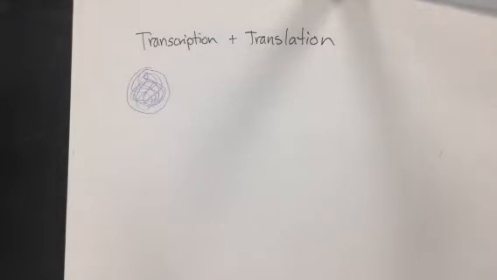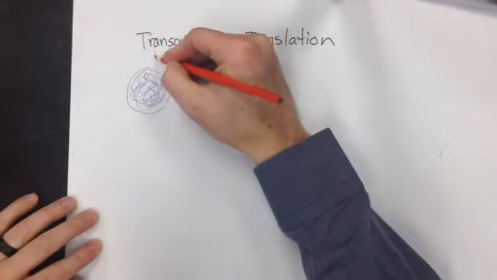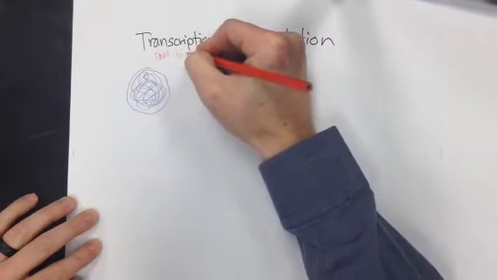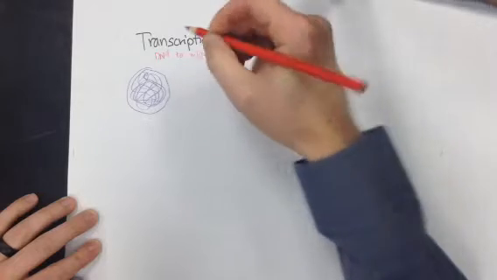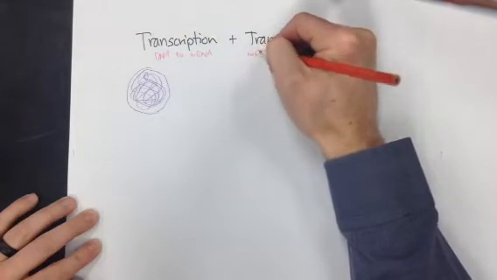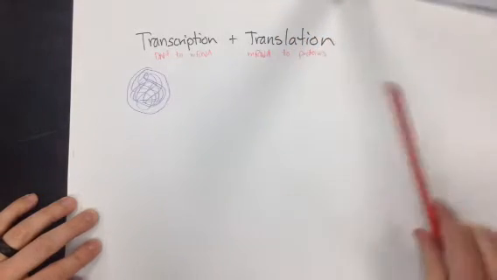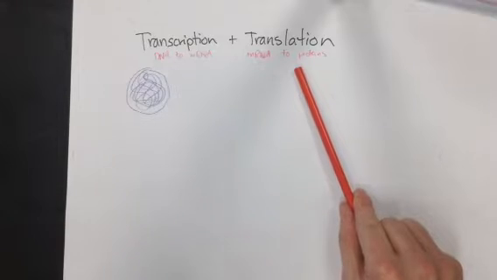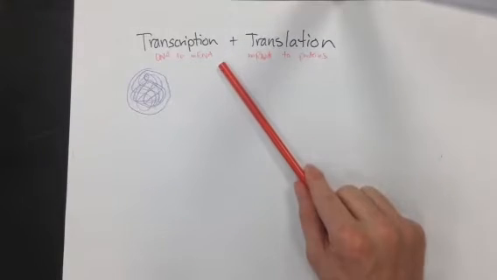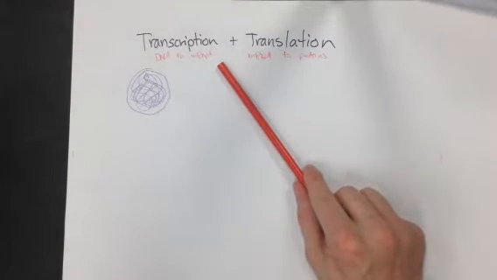Hey everybody, today we're going to talk about transcription and translation. This is the process that cells go through in order to go from DNA to actually making proteins. With transcription, we go from DNA to messenger RNA, and with translation, we go from that mRNA molecule to actually making proteins. All cells have the ability to go through translation because all cells have ribosomes. Transcription only happens in eukaryotes because they have a nucleus, where prokaryotes do not.